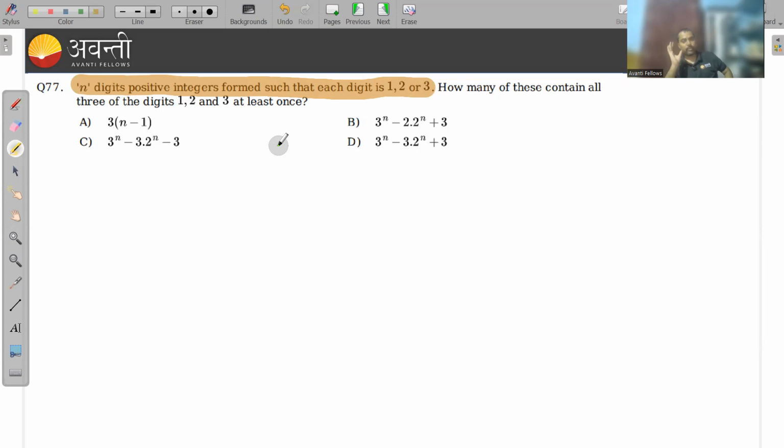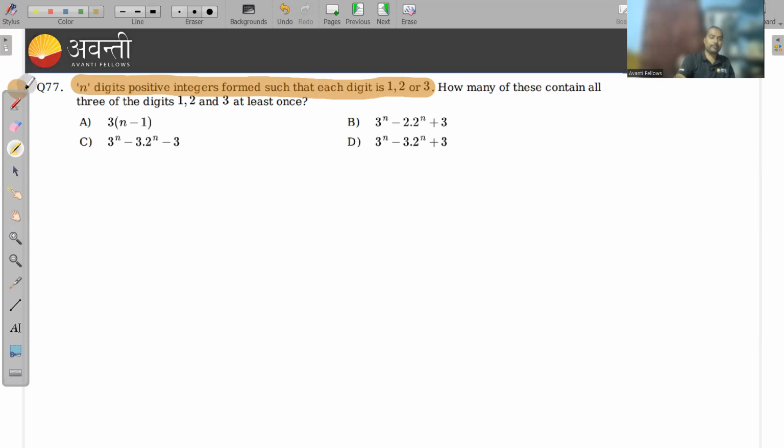ठीक है, मतलब सारे वो n digit नंबर मुझे find out करना है जिसमें 1, 2 और 3 में से at least once होना चाहिए. मतलब how many contain all 3 of the digits at least once, means एक बार तो 1, 2, 3 होना ही होना चाहिए, n digit नंबर में. ओके, ठीक है, चलो let's solve this question.